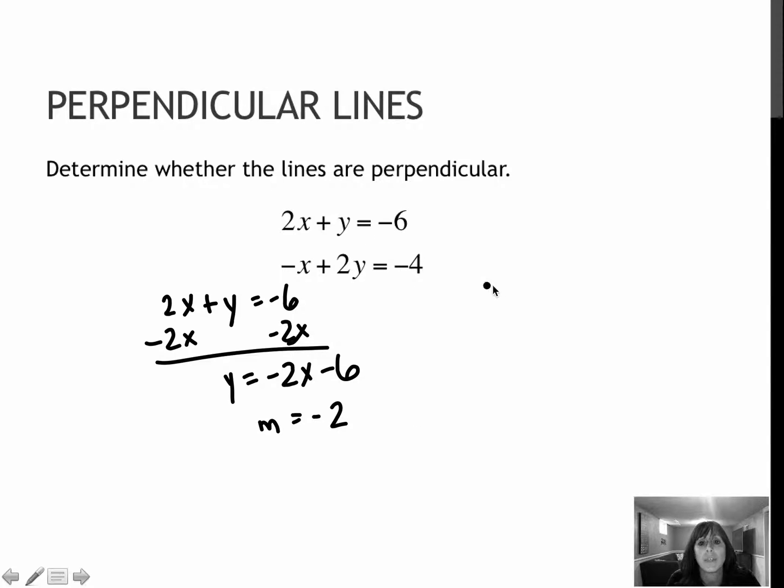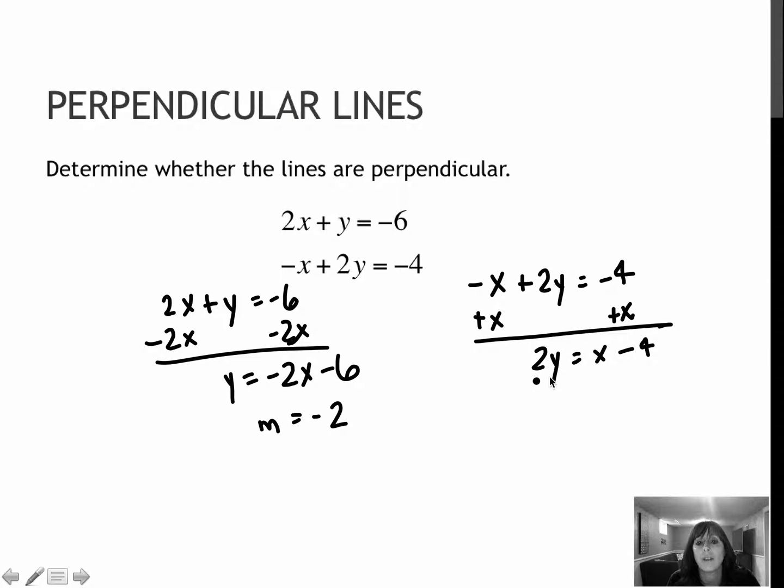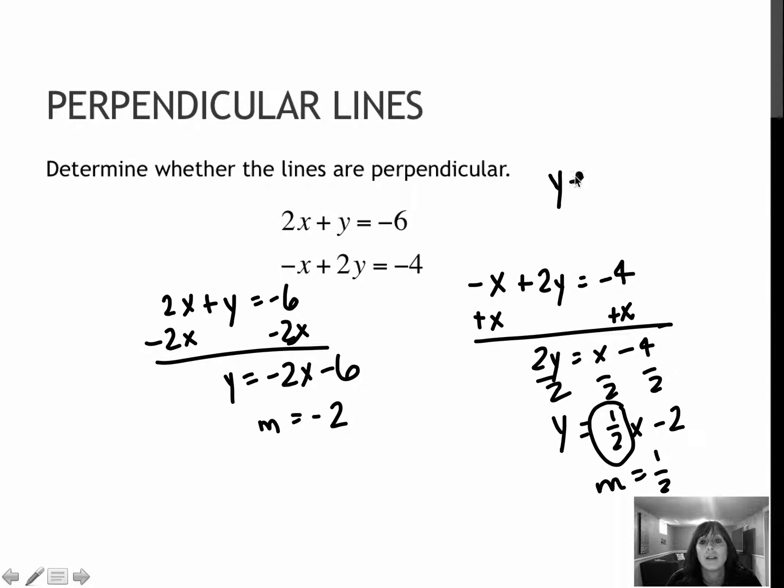I'm going to do the same thing on the second one. I'm going to add x to each side and divide everything by 2. And I get y equals 1/2 x minus 2. So my slope here is 1/2. So then the question is, are negative 2 and positive 1/2 opposite reciprocals? Yes, they are. So yes, these lines are perpendicular.